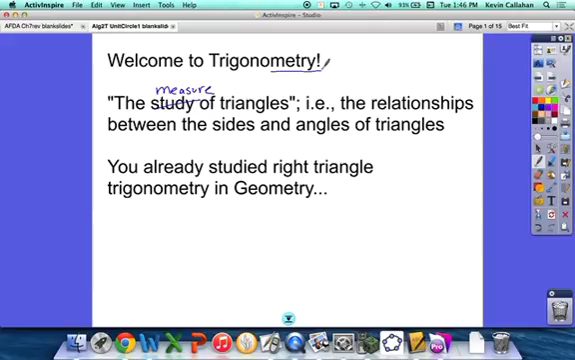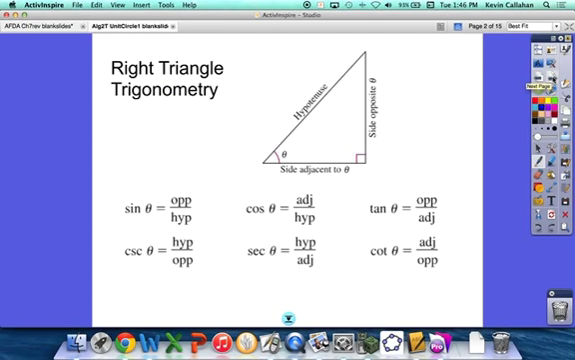And by the measure of triangles, what we mean is a triangle's got 3 sides, 3 angles, and it's the relationships between all of those things. You've done some of this already. In geometry, you studied right triangle trigonometry. That was the thing where you might have memorized something like SOHCAHTOA, right? It was a way to help you remember the sine, cosine, and tangent, which are defined right here.